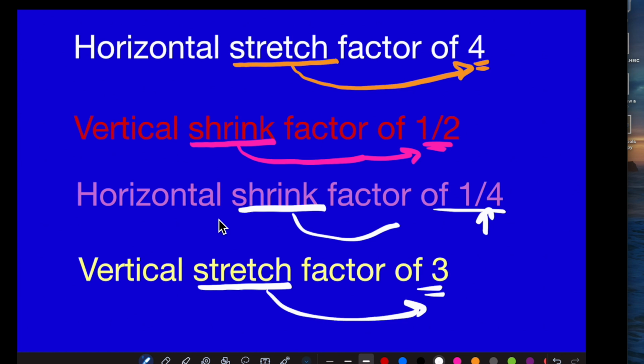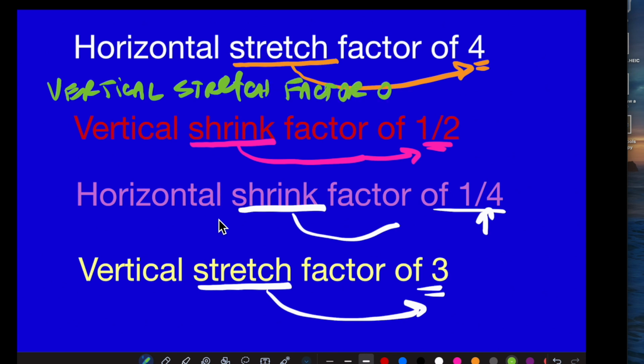So for example, if you find yourself writing an answer that says vertical stretch factor of 1/2, then you've got to go back and regroup, because you've done something wrong. That descriptor, stretch, does not match with a fraction less than 1.